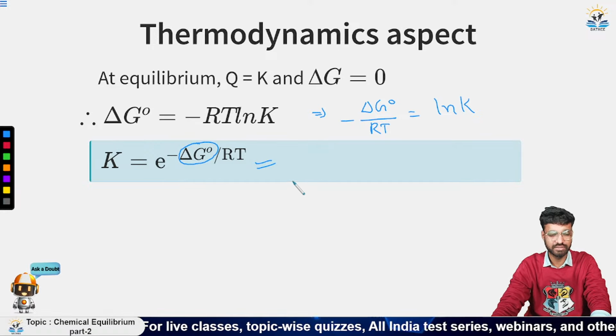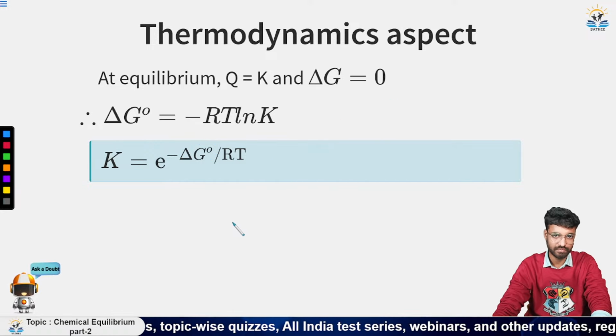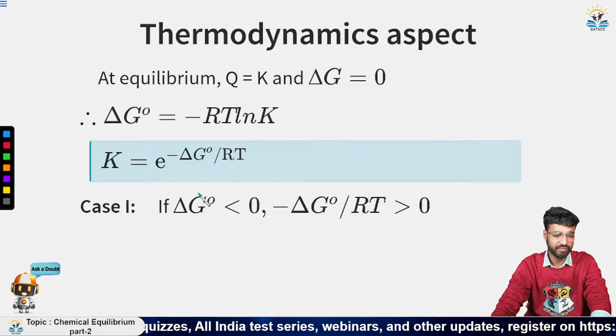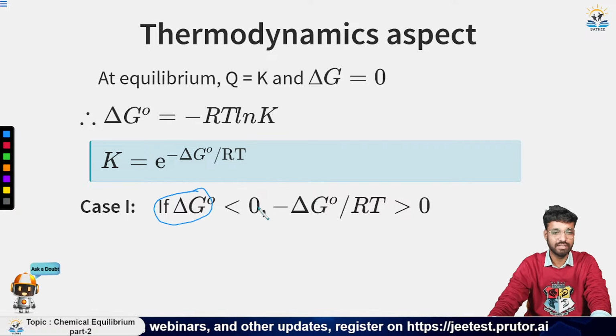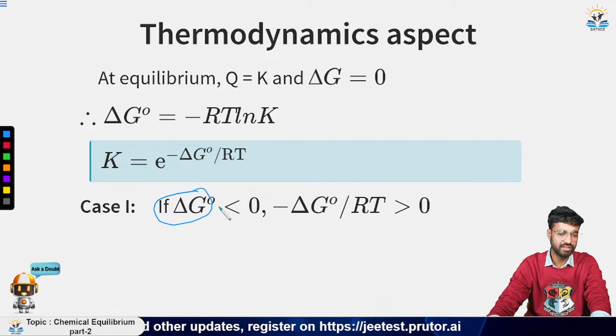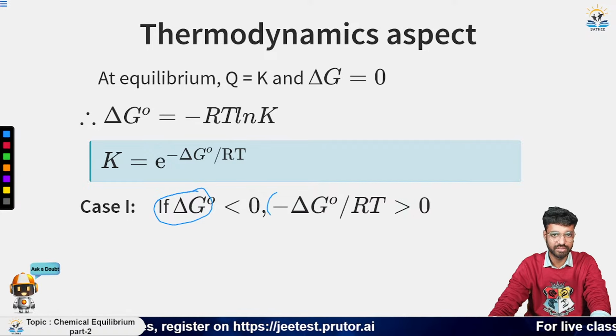So we will see how this thing will change. Now the first case is that we are taking delta G naught less than 0, so that is negative. Now if this is negative, this whole thing will be positive.